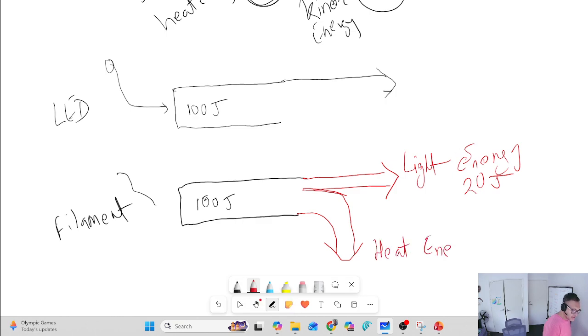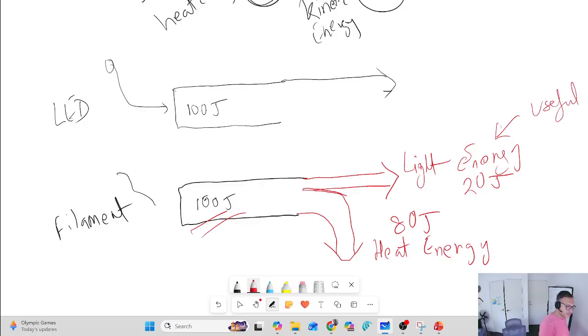So how much heat energy will be there? Has to be 80 joules, right? Energy is not lost. Energy is just transferred. So 100 is here input and 100 is output. But you can see only light energy 20 came out where we give 100 joules. So this is useful energy from the bulb. We want light. So this is useful energy.